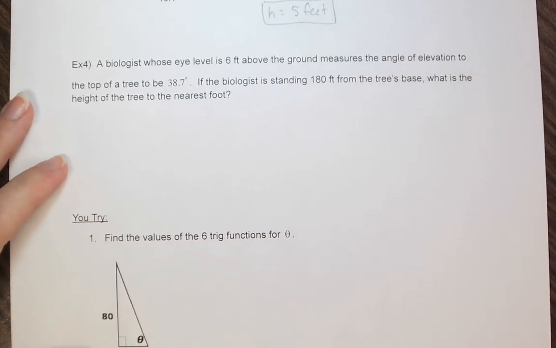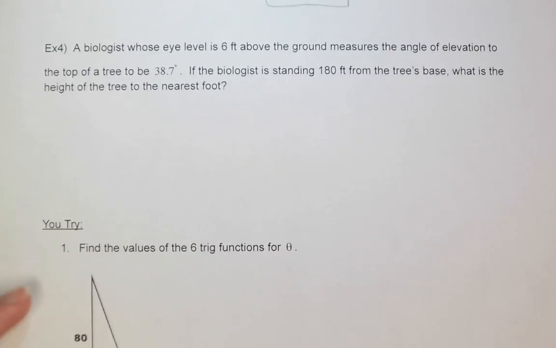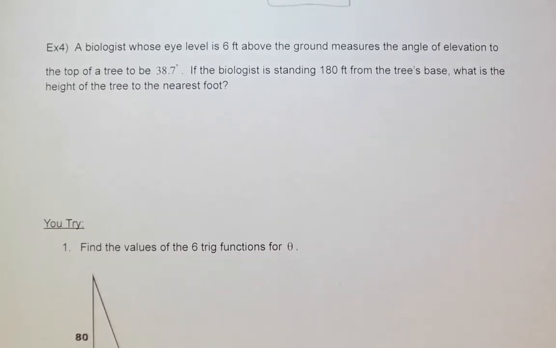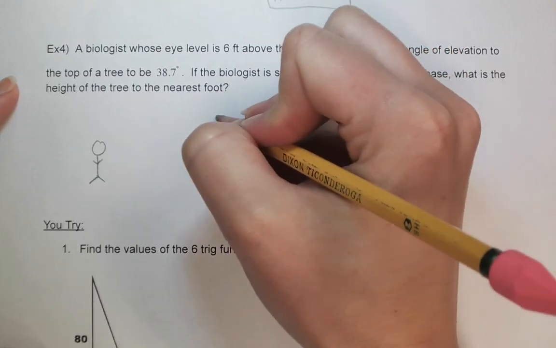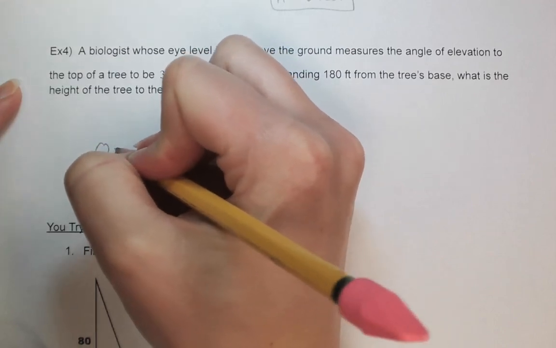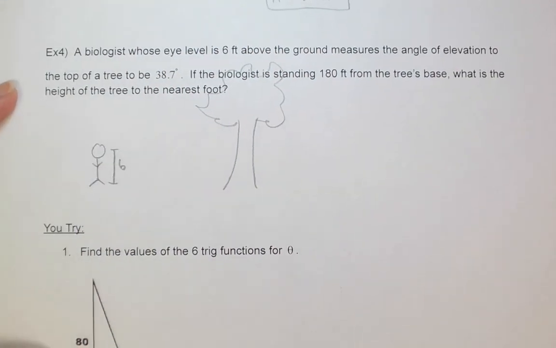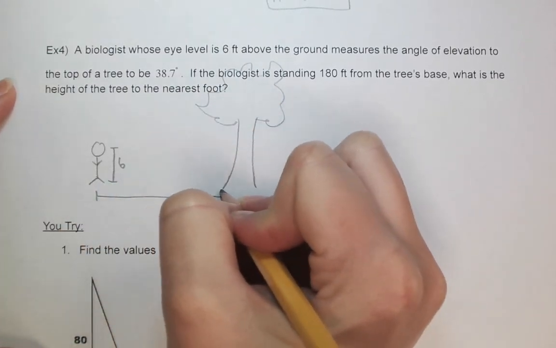Okay, example 4 is a little bit trickier of an application problem because you don't have the picture. So you should definitely draw your own picture for this. It says, a biologist whose eye level is 6 feet above the ground measures the angle of elevation to the top of a tree. The biologist is standing 180 feet from the tree. What is the height of the tree to the nearest foot? So here's my biologist, here's my tree. He is 6 feet tall, or up to his eyes is 6 feet, and he is standing 180 feet away from the base.